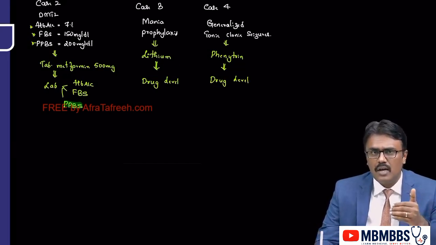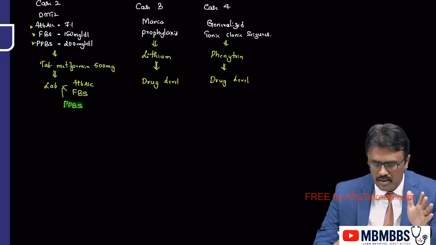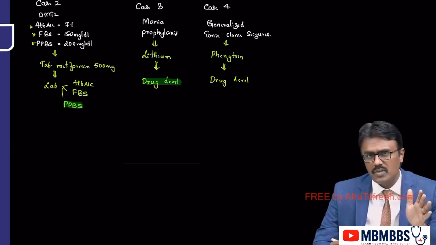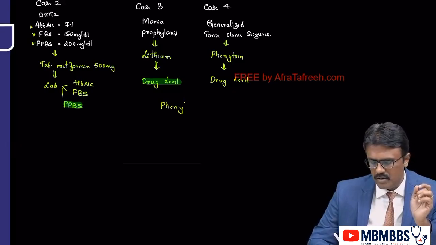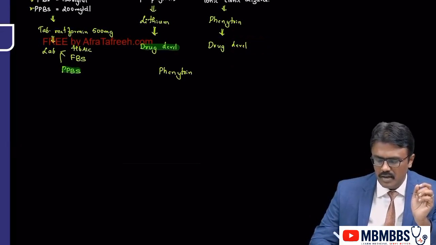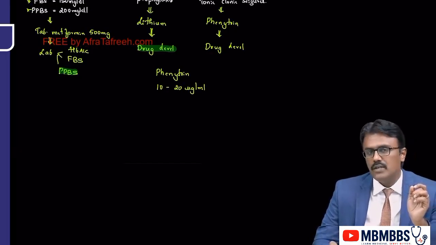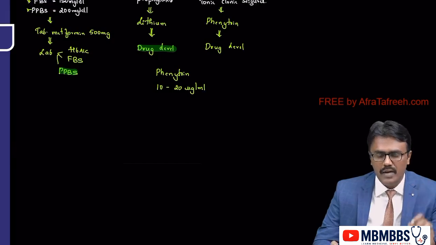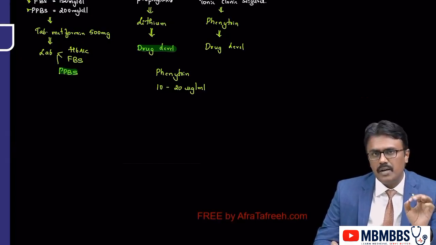Can we do like this for everything? No. We can do it for certain drugs whose drug level should correspond to clinical response. Suppose I take an example of phenytoin. When you use phenytoin in a patient with seizure, the level should be between 10 to 20 microgram per ml. So that is the dose. 10 to 20 microgram per ml.